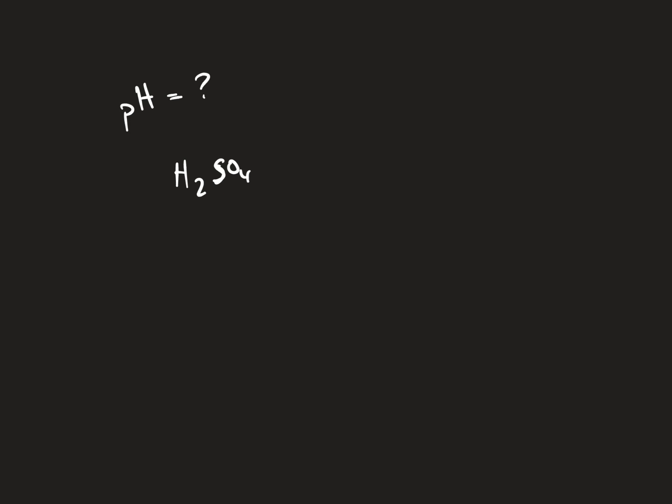So let's say we have a given volume, let's say 250 milliliters of H2SO4. And it's going to neutralize with a base. It's going to be a strong base because it's going to neutralize, so it has to have OH in it. So let's say we have sodium hydroxide, for example.